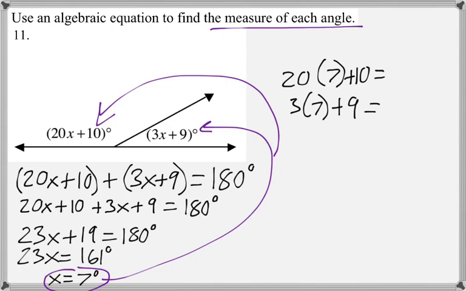So 20 times 7 plus 10, we get 150 degrees. And 3 times 7 plus 9, we get 30 degrees. So those are our two measures.